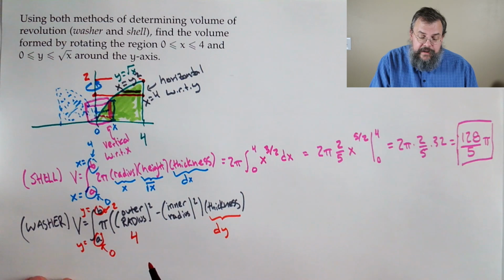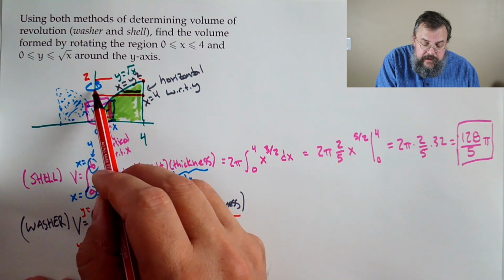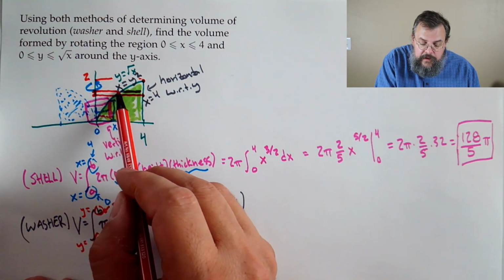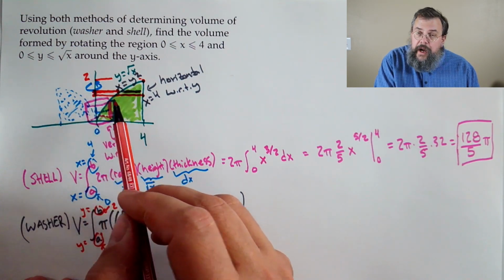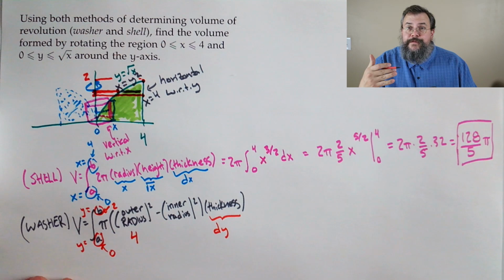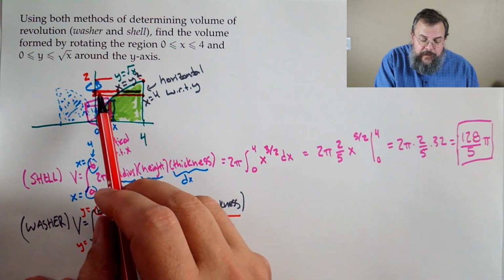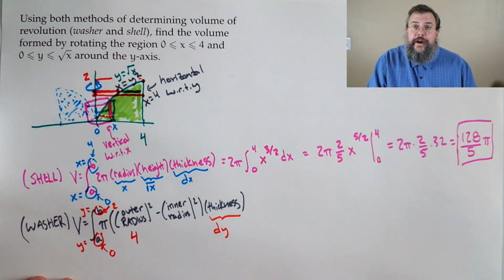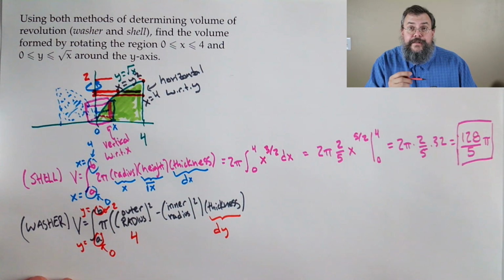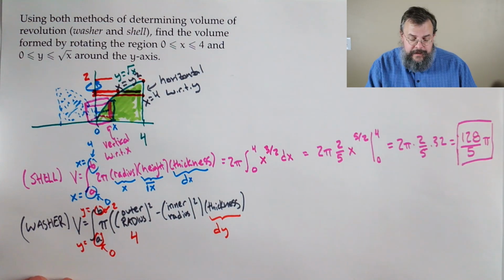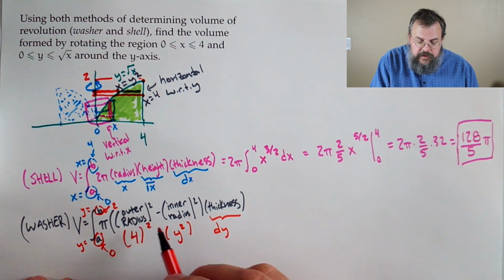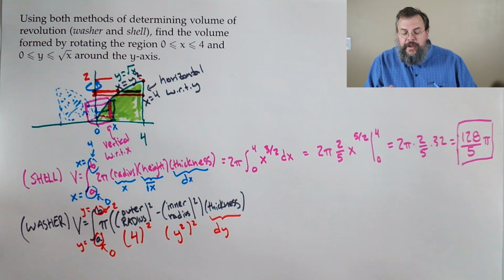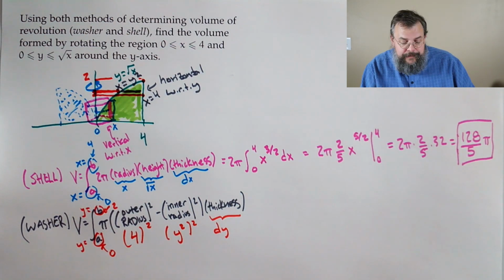How about our inner radius? Well, our inner radius is to the inside. So from 0 to y squared, because we want everything to be in terms of y. So how far is it from 0 to y squared? The answer may not surprise you. It's y squared. And don't forget that these are all being squared, so we've got to make sure we don't lose that.